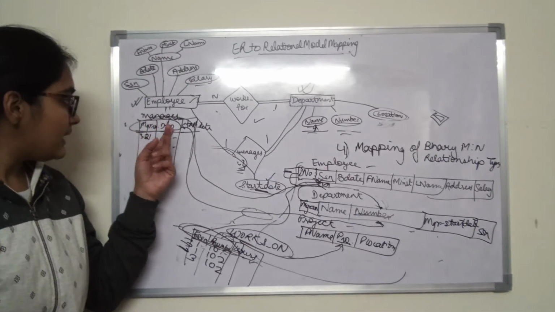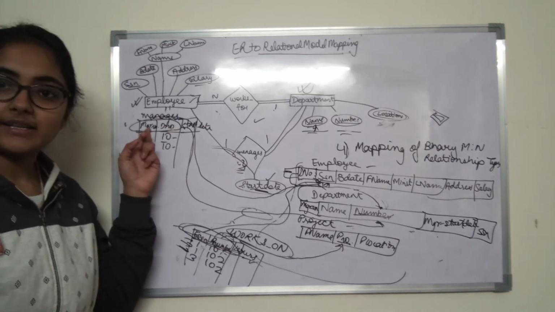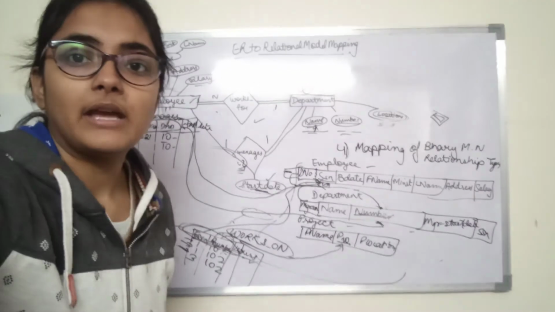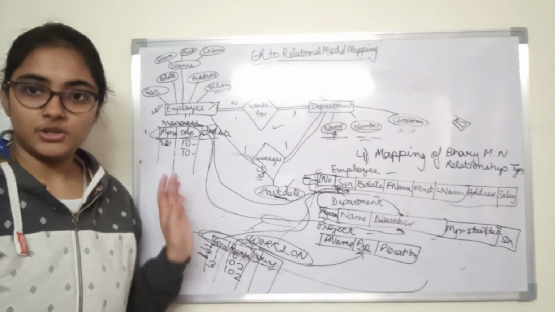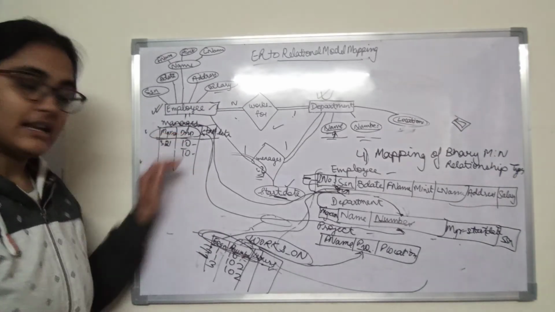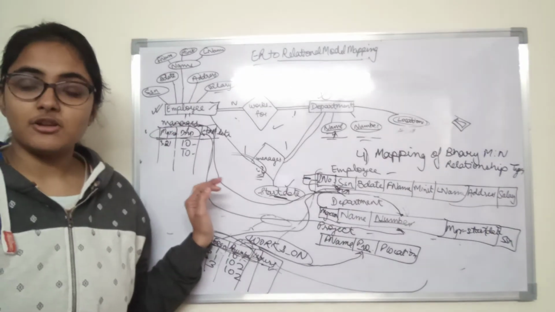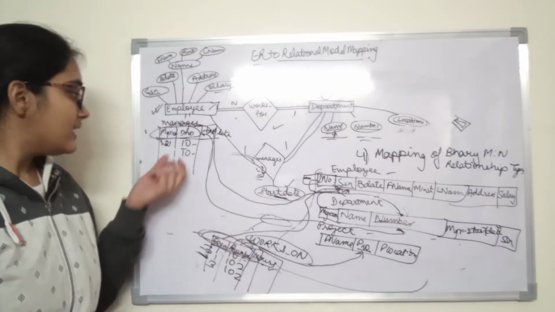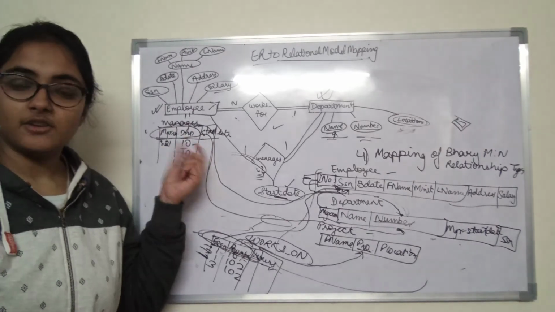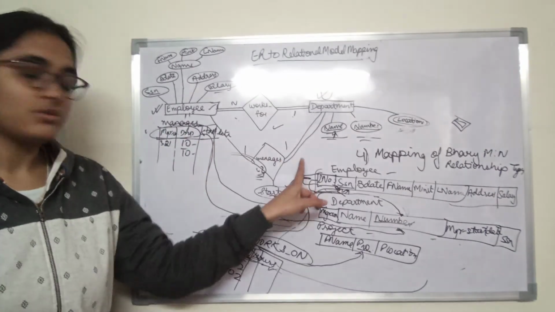So D number can be the primary key and MGR_SSN can be the primary key. Any one of them can be the primary key for this new relation, as long as there are no null values here. Why? Because if there is a null value, then there will be a violation of the entity integrity constraint. So any one of these can become the primary key of this relationship relation in case of a 1:1 relationship type.